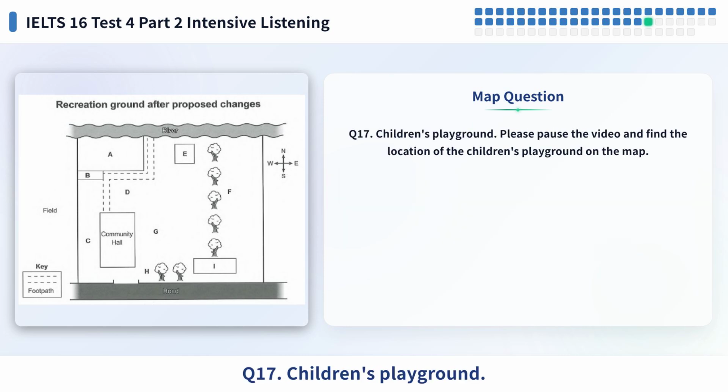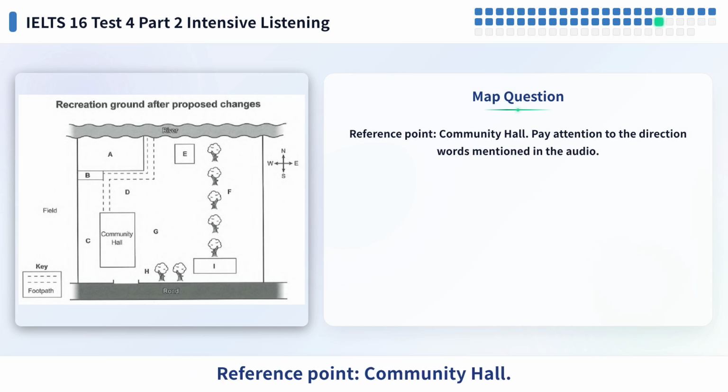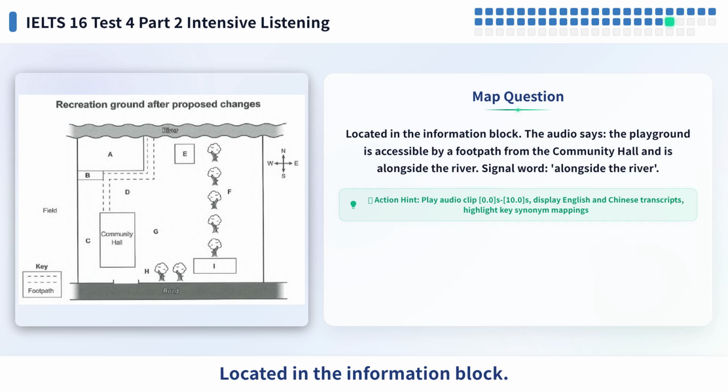Q16F. Q17. Children's playground. Please pause the video and find the location of the children's playground on the map. Reference point. Community hall. Pay attention to the direction words mentioned in the audio. Located in the information block.